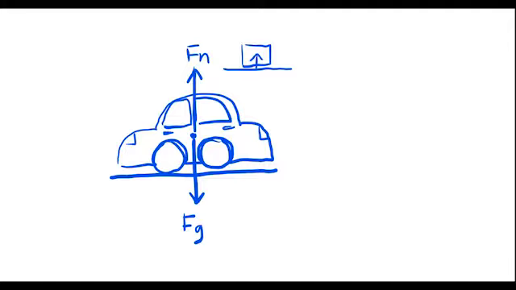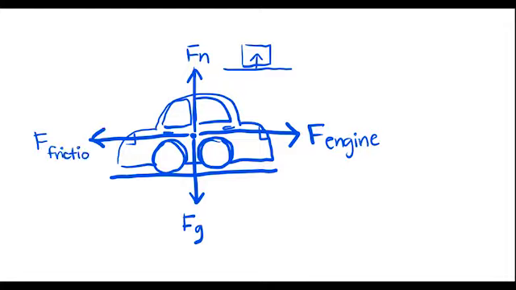Since the car is not moving up or down, we know that the force of gravity and the normal force are equal. Next, because the car is moving, we know that it also has a force pulling it forward. This is the force of the engine. Finally, because the car is moving, we know that it also experiences the force of friction. If an object is moving on Earth, it is also experiencing the force of friction. This force resists the force of the engine and as a result, points in the opposite direction.